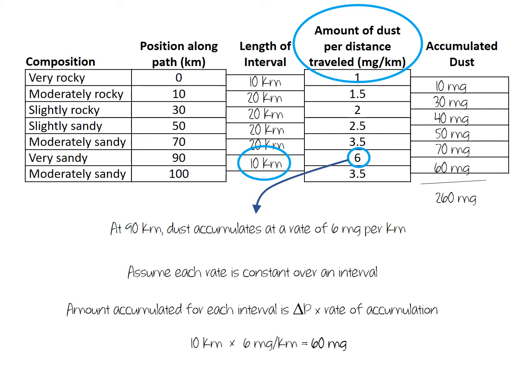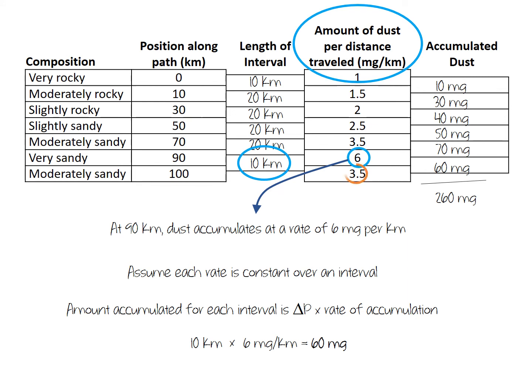One thing you might have noticed is that we were always using the rate of dust accumulation at the beginning of each distance interval. For example, for the interval from 90 to 100 kilometers, we used a rate of 6 milligrams per kilometer for the entire interval. However, by doing this, we were assuming that the rate of accumulation at the start of the interval was a constant 6 milligrams per kilometer for the entire interval.